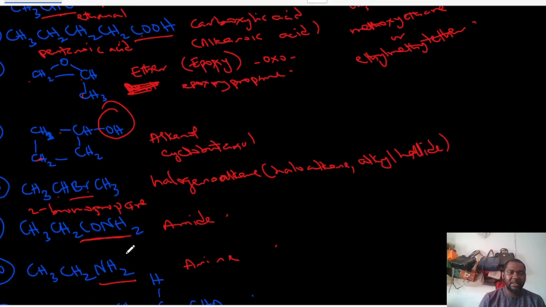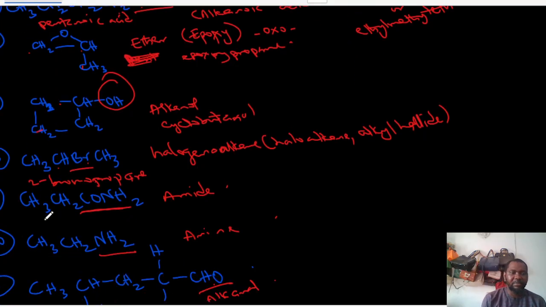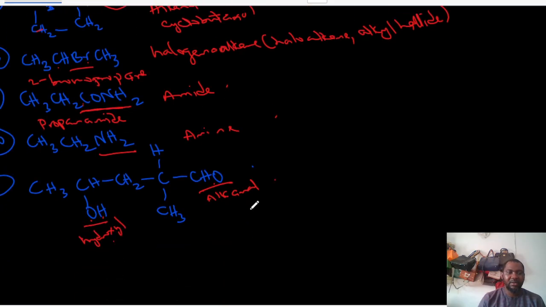Okay, then this one here is propanamide. Because you have 3 carbons, 1, 2, 3, so it's a propanamide. It's an amide. Why this one here we have only 2 carbons? You can call it ethylamine. You can say ethylamine, or you simply say aminoethane. Still very correct.